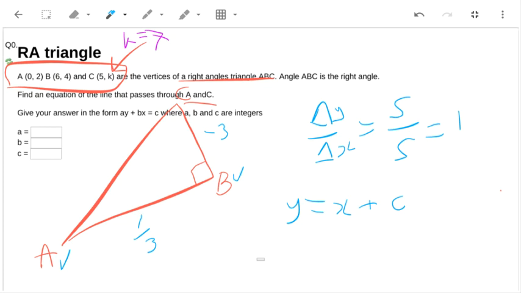But they've asked us to arrange it in the form ay plus bx equals c. So I'm going to move that onto the other side. y minus x equals c. And by putting in a point, for example, put point A in, the y value is 2 and the x value is 0. So c is 2. So that tells me that a is 1, b is -1, and c is 2.